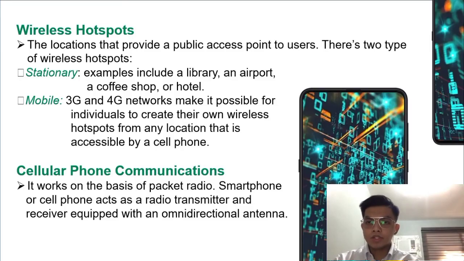Wireless hotspots, the locations that provide public access points to users. There are two types of wireless hotspots. Stationary. Examples include a library, an airport, a coffee shop, or a hotel. Mobile. 3G and 4G networks make it possible for individuals to create their own wireless hotspots from any location that is accessible by a cell phone.